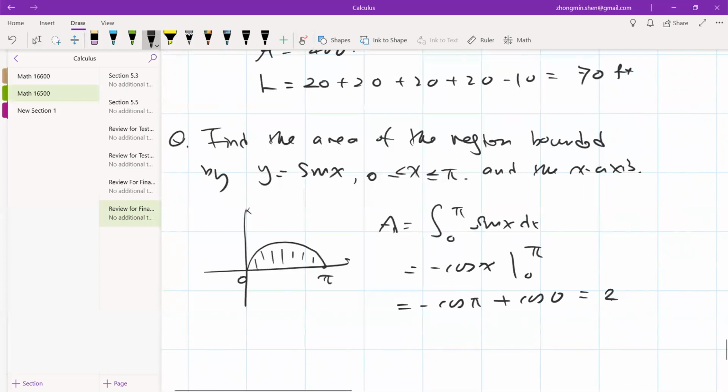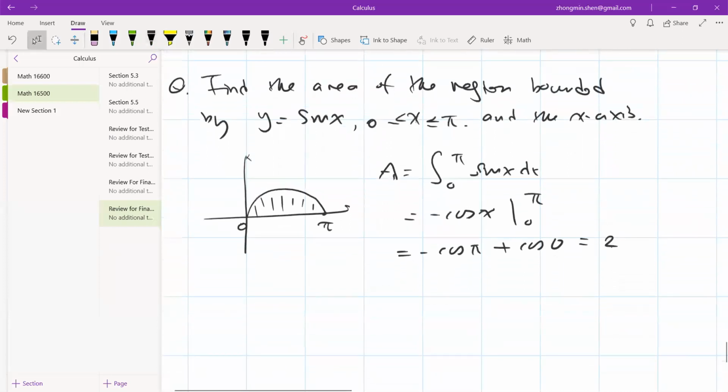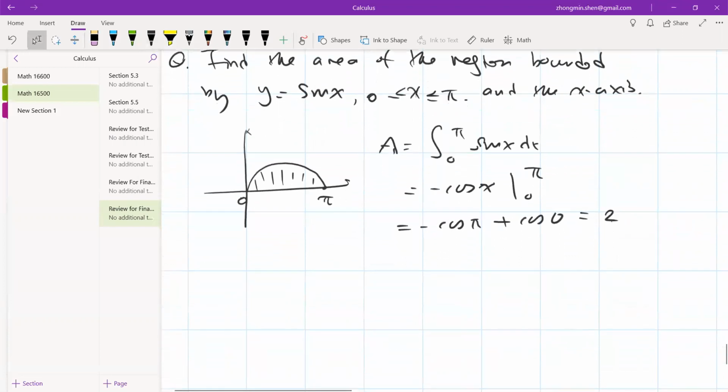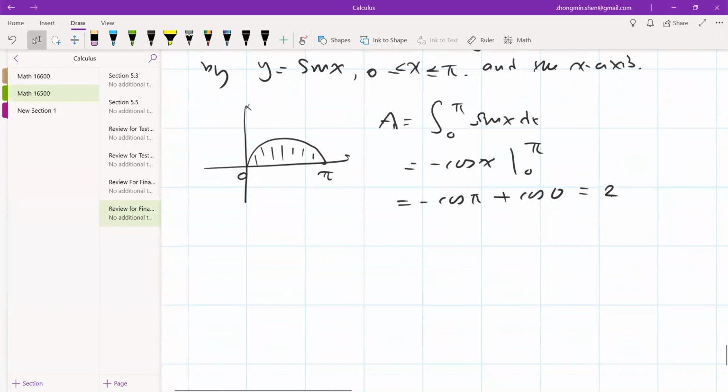There are some more complicated problems, where you have to find the intersection points, okay, and you have to determine the region. Another problem is similar to that.